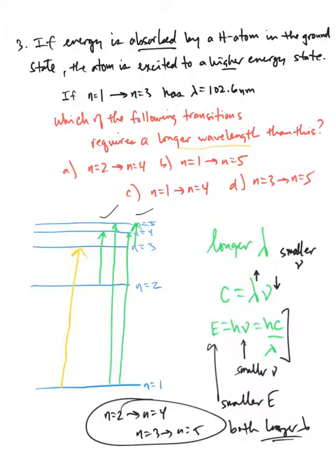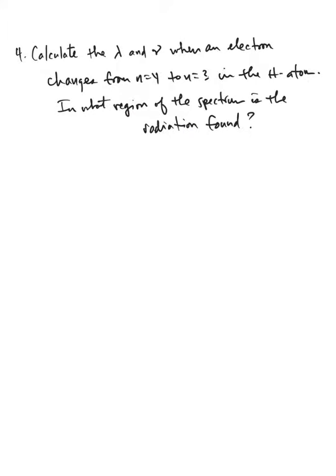All right, one more. Calculate the wavelength and the frequency when an electron changes from n equals 4 to n equals 3 in the H atom. In what region of the spectrum is the radiation found? Now, my book has 2 different equations for this. I'll do the energy one first, and that will give me frequency. So let's see, what color will I use? I'll use blue.